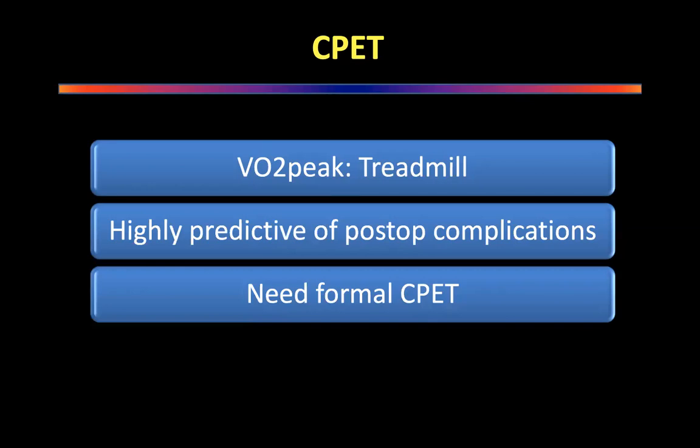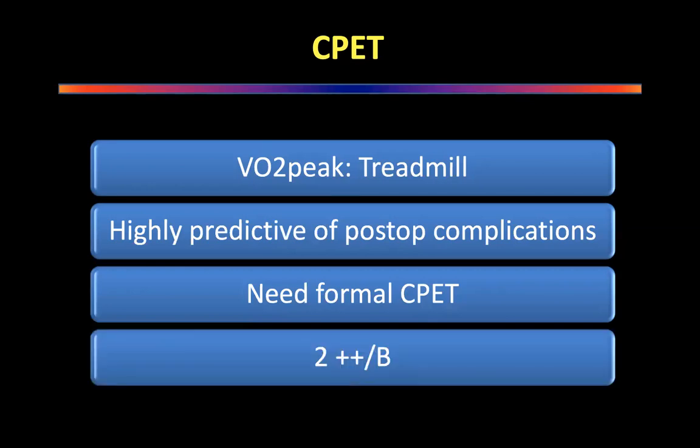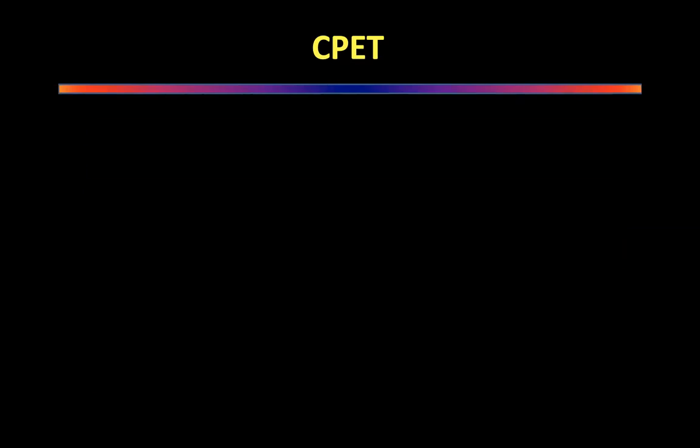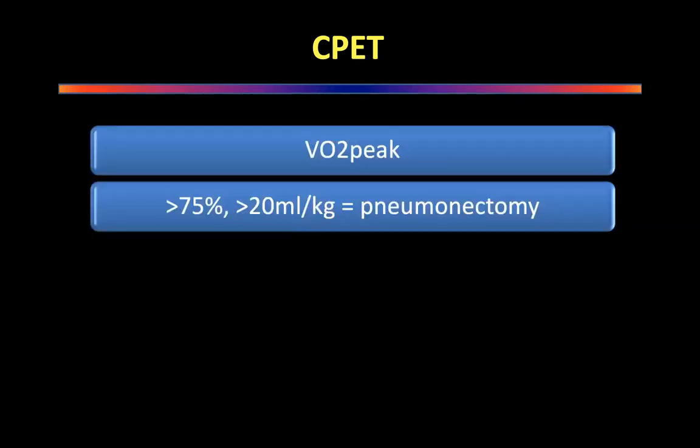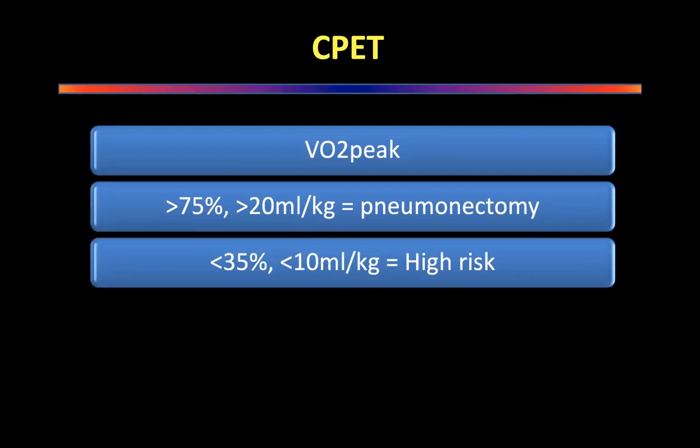You must do a formal CPET, and it gives you a very good prediction of what is going to happen to the patient in the post-operative period. So you look for VO2 max or VO2 peak. More than 75%, or more than 20, is fit up to pneumonectomy. So you can even do a pneumonectomy if the peak is more than 75%. No need for any further tests.